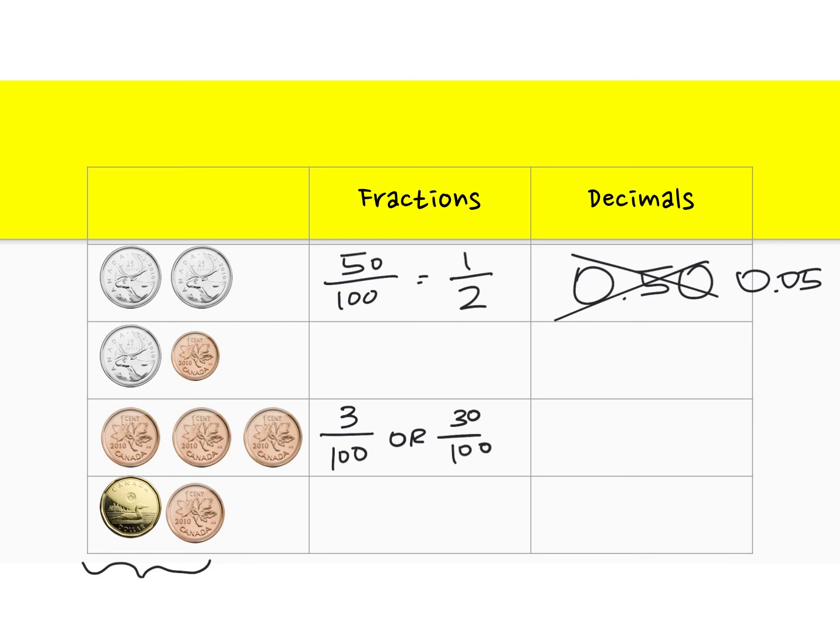So how do you write $1.01? And then think about it as a decimal as well. How do you write $1.01?